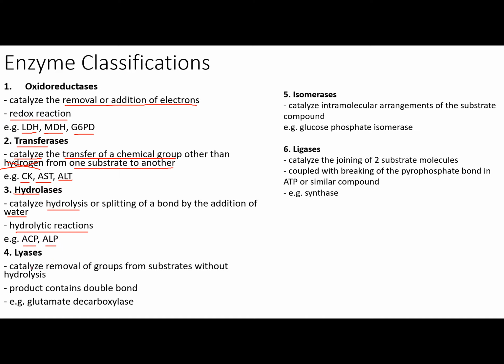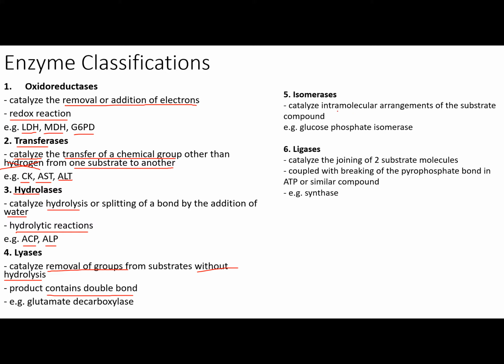Then we have your lyases. Now, lyases, class, would catalyze the removal of groups from a substrate without hydrolysis. So in hydrolases, class, you're basically splitting a bond by adding water. But for lyases, you're removing a group without hydrolysis. The product would contain a double bond. An example of an enzyme belonging here is your glutamate decarboxylase.